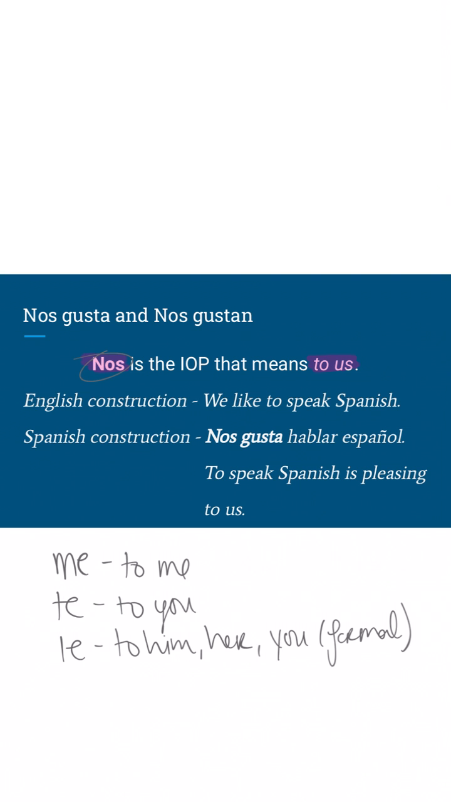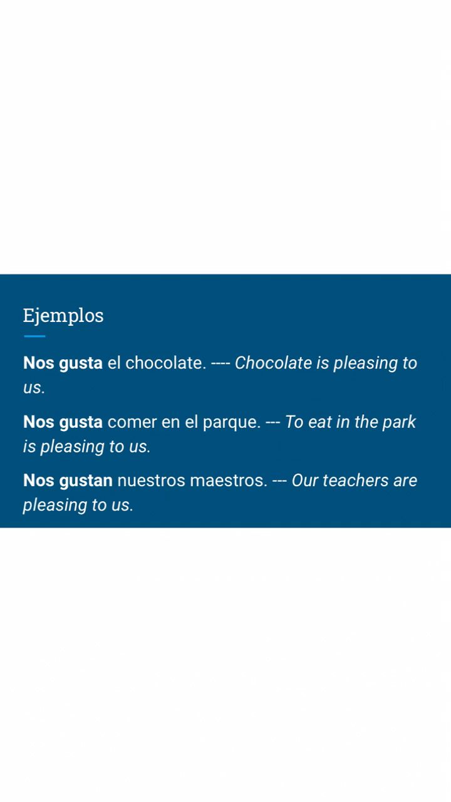So for example, if we were to make the sentence, we like to speak Spanish, or to speak Spanish is pleasing to us, we would see the exact same formation that we've seen previously, as in our IOP first, in this case, which is nos or to us, and then our verb gusta, and we continue on hablar español, o sea, to speak Spanish is pleasing to us. Muy bien. So we'll continue on with a couple more examples here, all right?